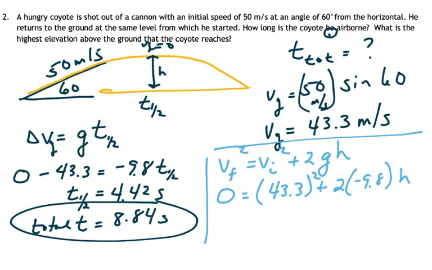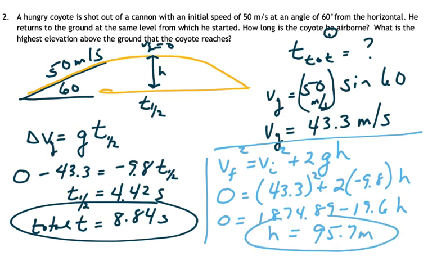So I didn't write down what the numbers are. I'll write them down, figure it out real quick. So 43.3 squared is 1874.89 minus 19.6 h. Solve for h, and you get that it is 95.7 meters to the top of that arc. So that would be the maximum height.